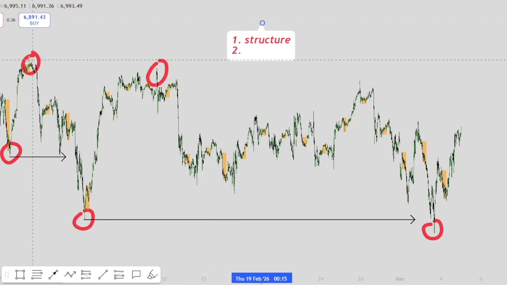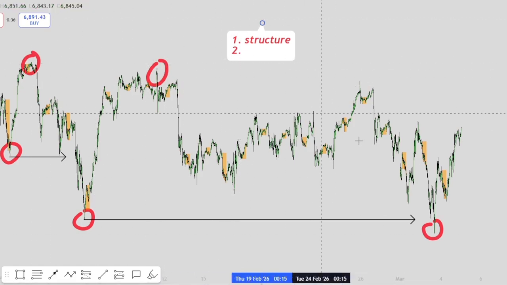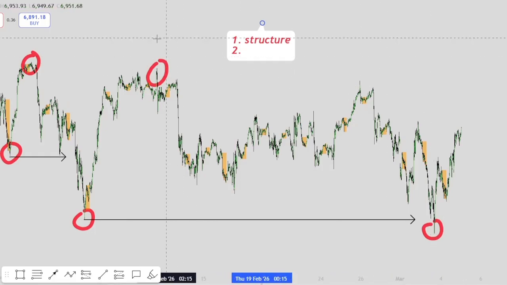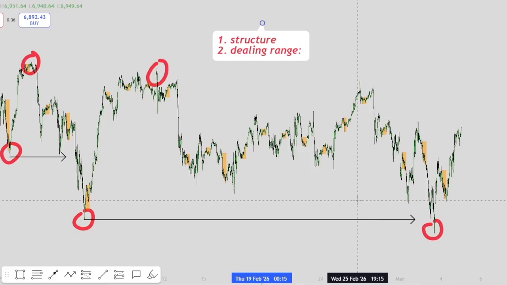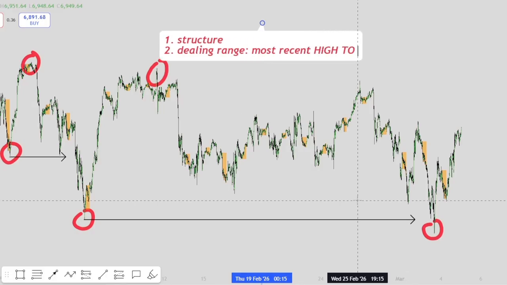Now, once you understand the highs and lows, this is our dealing range like this, right? This is the structural dealing range. So that's kind of step 2. After we've done step 1, you want to identify step 2, and step 2 we identify as the dealing range. The dealing range is basically the most recent high and low, right? So the most recent high to low.